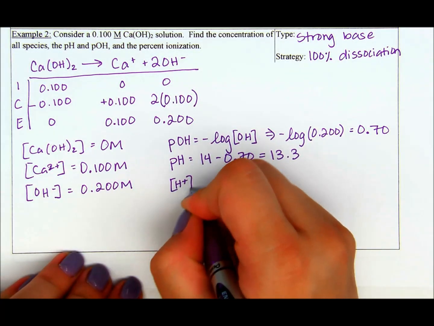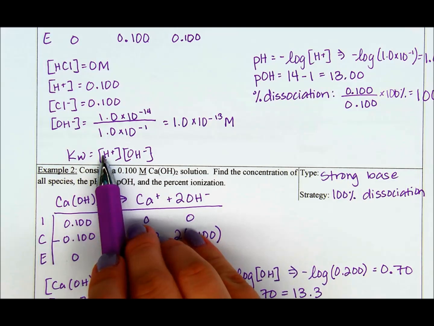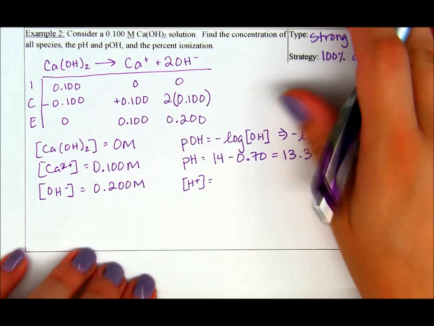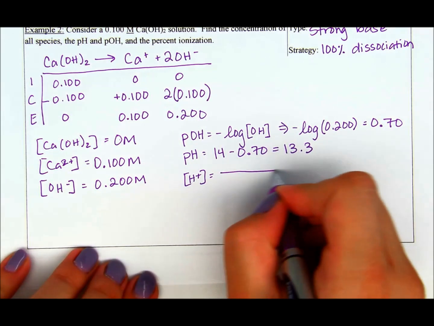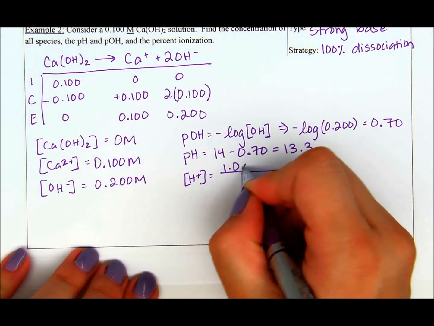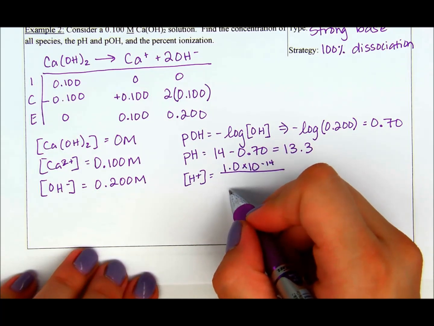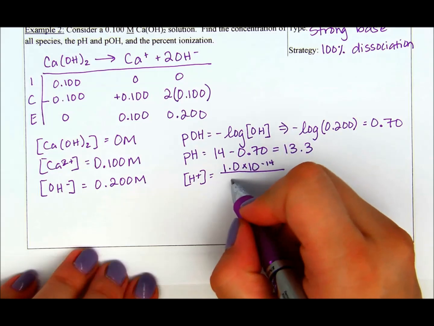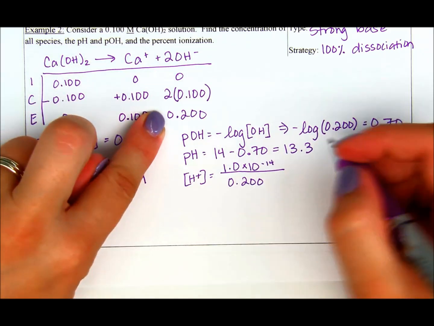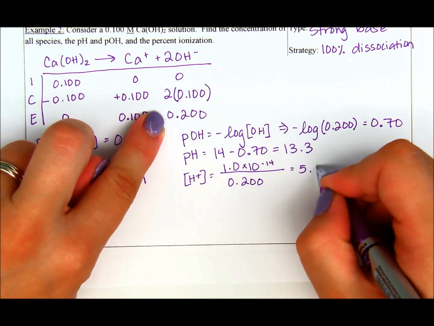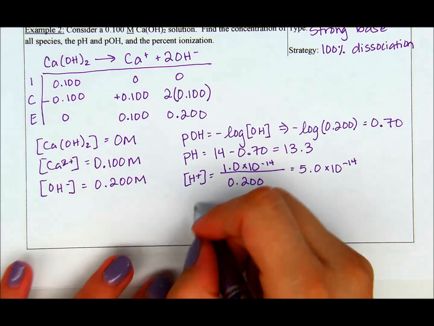Your hydrogen ion concentration you can derive using that same way that we did before, remembering that Kw equals H plus times OH minus. So I'm going to rearrange that. H plus is going to be equal to my Kw on top, and Kw, remember, is 1.0 times 10 to the negative 14 over my concentration of my hydroxide ions. So that's going to be 0.200. Plug that in, and you should get 5.0 times 10 to the negative 14th for your H plus concentration.